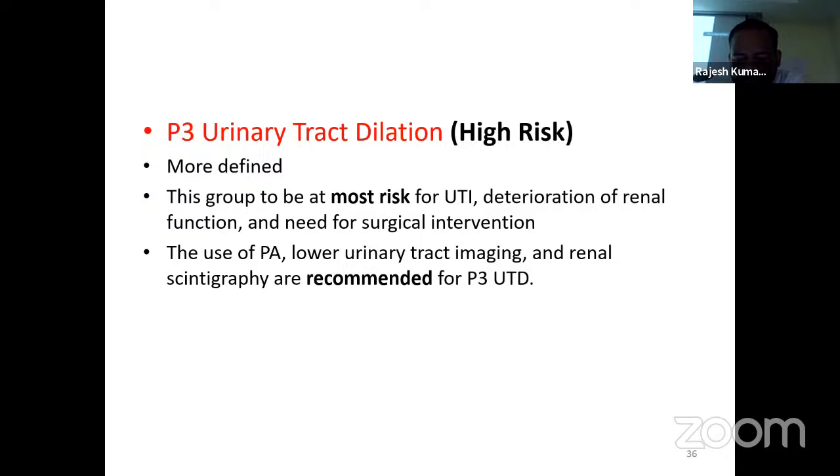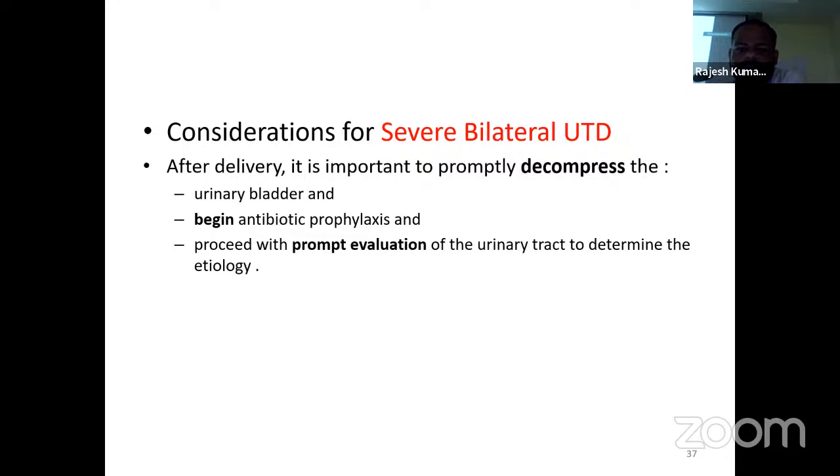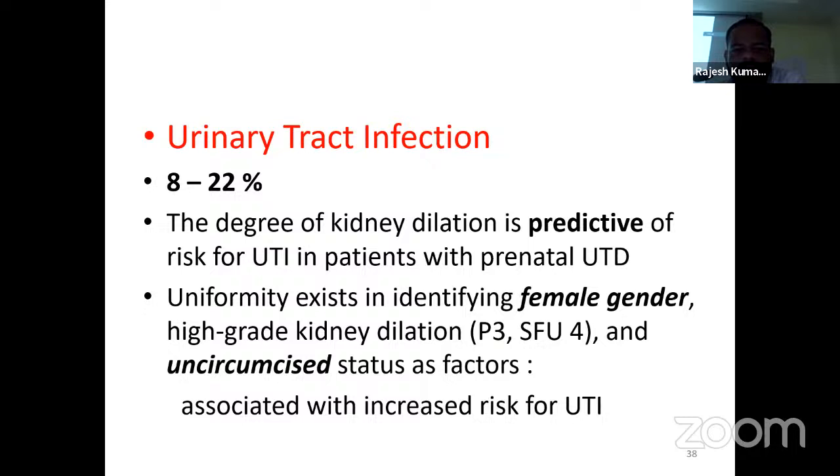Consideration for severe bilateral UTD after delivery: it is important to promptly decompress the urinary bladder, start antibiotic prophylaxis immediately, and proceed with prompt evaluation of the urinary tract to determine the cause. Urinary tract infection incidence is 8 to 20% in these cases.